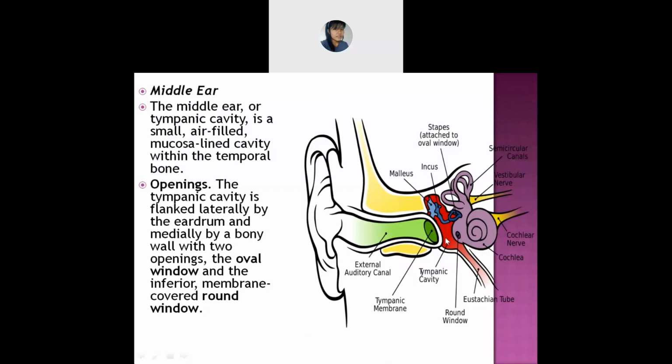And you will also find openings in this tympanic cavity. The tympanic cavity is flanked laterally, means they are in the sideways. I mean, or else you can say they are at the corner of this, in the eardrum. And here you will find two openings, which is the oval window, which is this oval window. It is attached with the stapes. And in the inferior, that means downwards, you will find the membrane, which is called the round window, which is this. Is it clear?